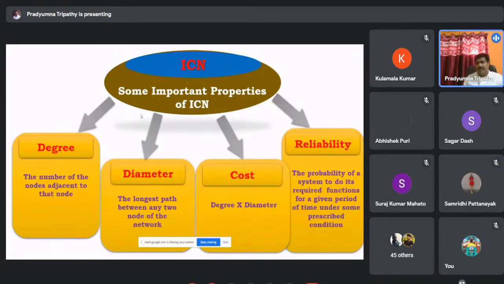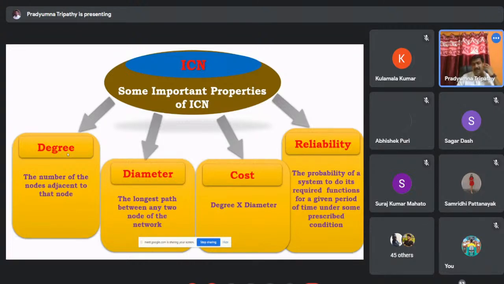There are some properties associated with an interconnection network. Those are degree, diameter, cost, and reliability. These are not the only four properties; there are many others, but these are the most important properties associated with the interconnection network. The degree says the number of nodes adjacent to that node. How many nodes are connected to a particular node? That is the degree of the network. The higher the degree, the more the connectivity.